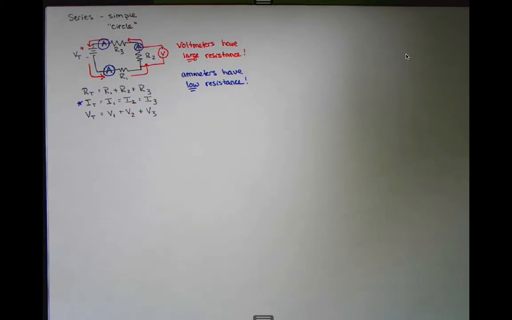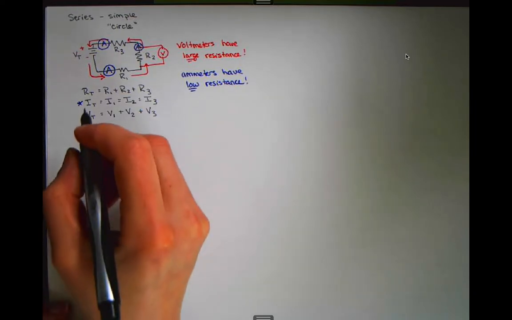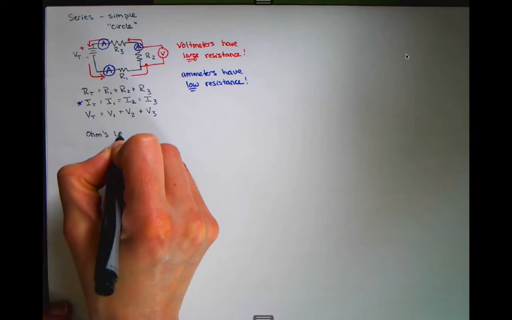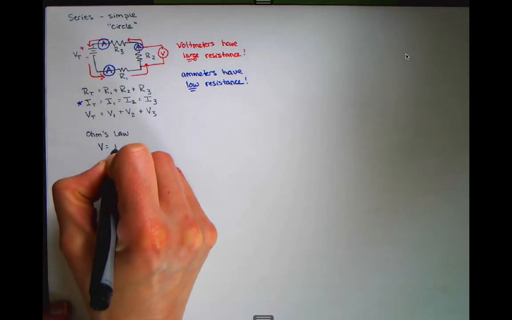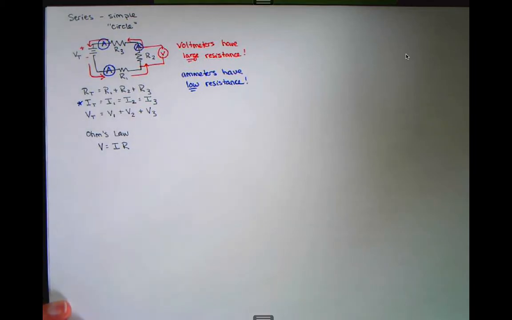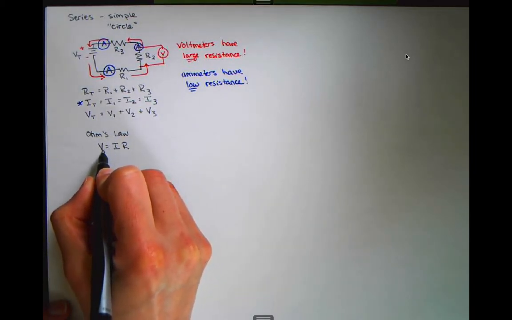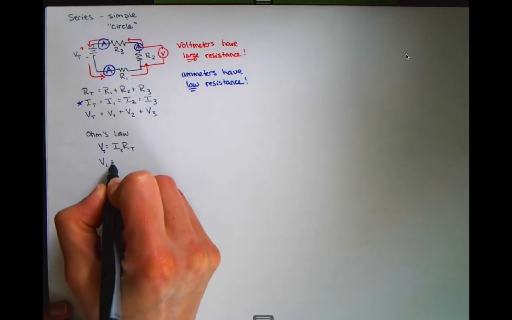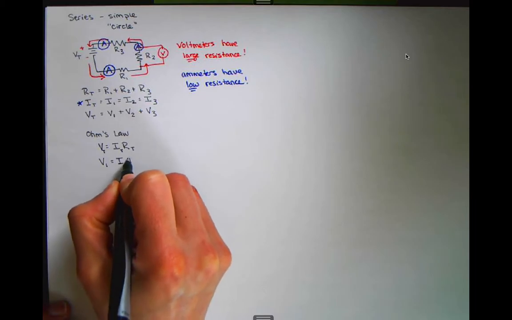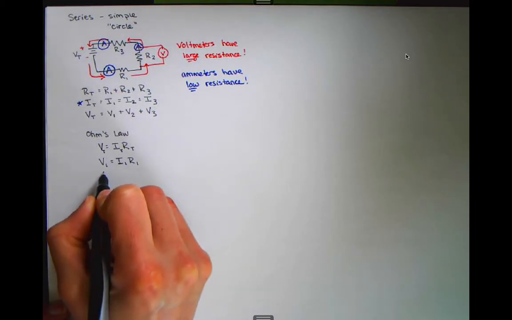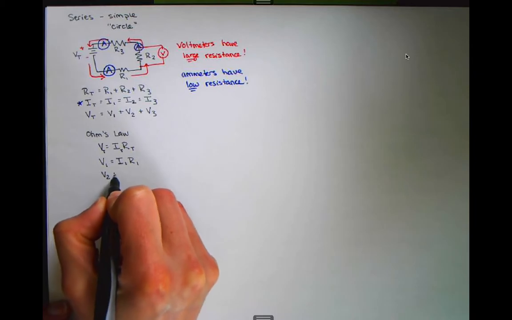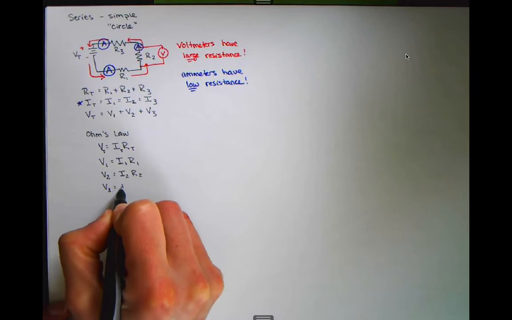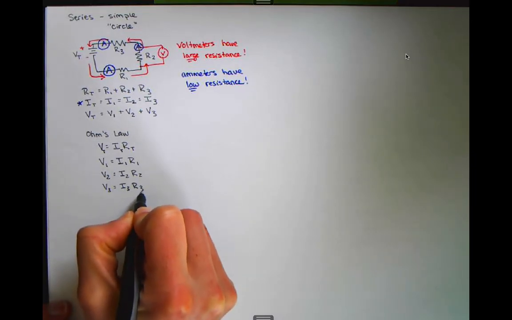Now, things to remember with series circuits, we use Ohm's law a lot. Ohm's law is that relationship between the potential, the current, and the resistance. So you use Ohm's law for the circuit as a whole. So V total equals I total times R total. But you can also use Ohm's law for each individual device, or resistor. So V1 equals I1 times R1, or V2 equals I2 times R2, or V3 in this case, since we have 3 resistors, equals I3 times R3.